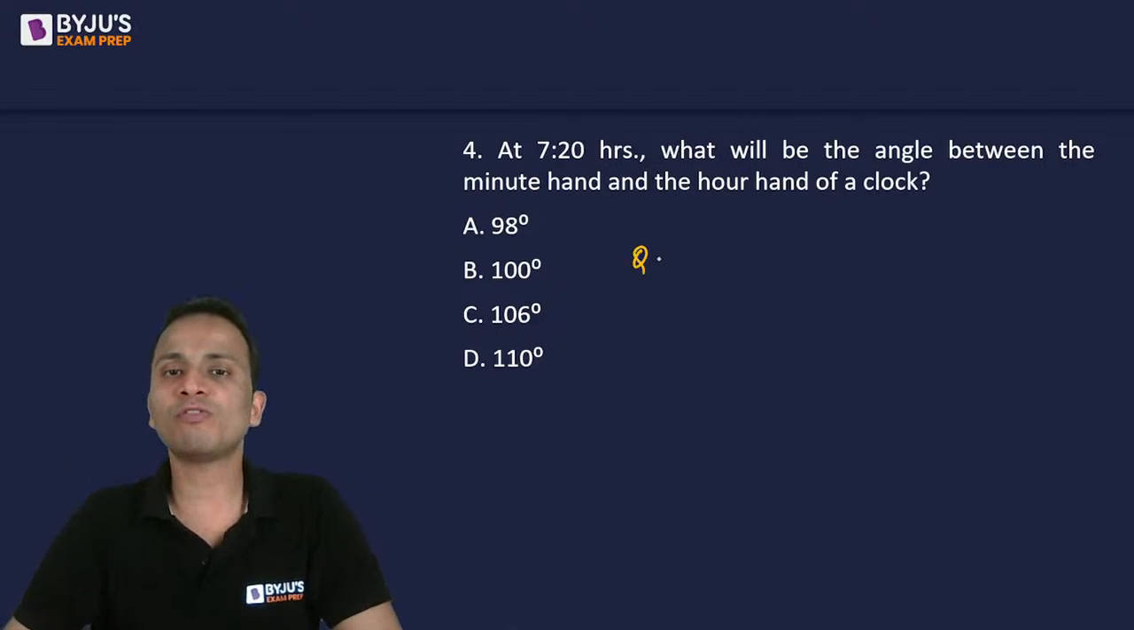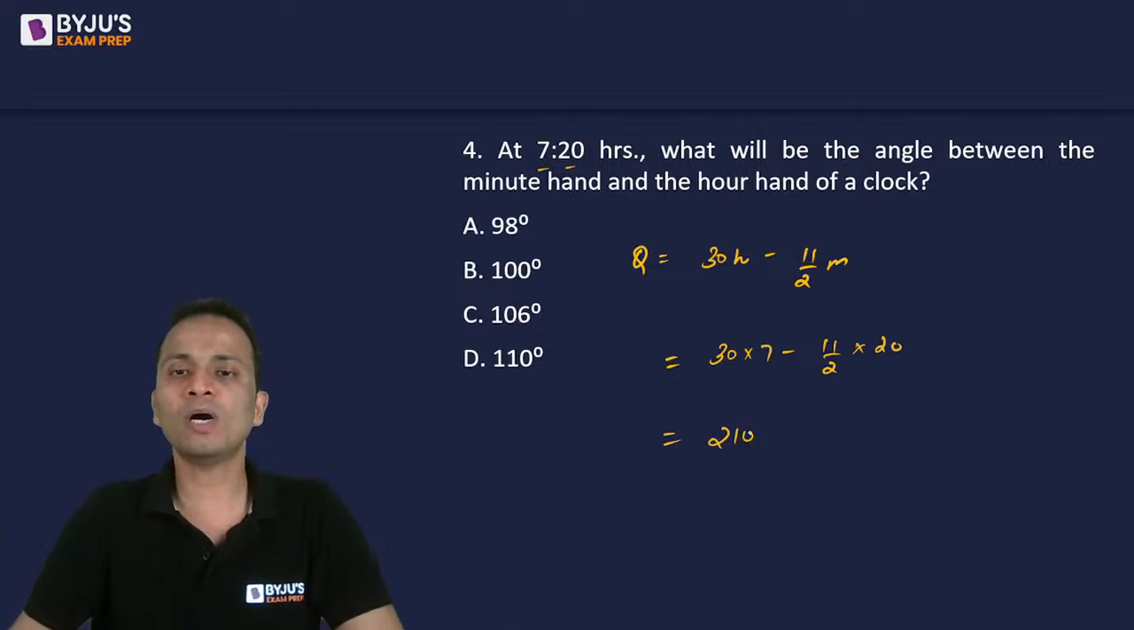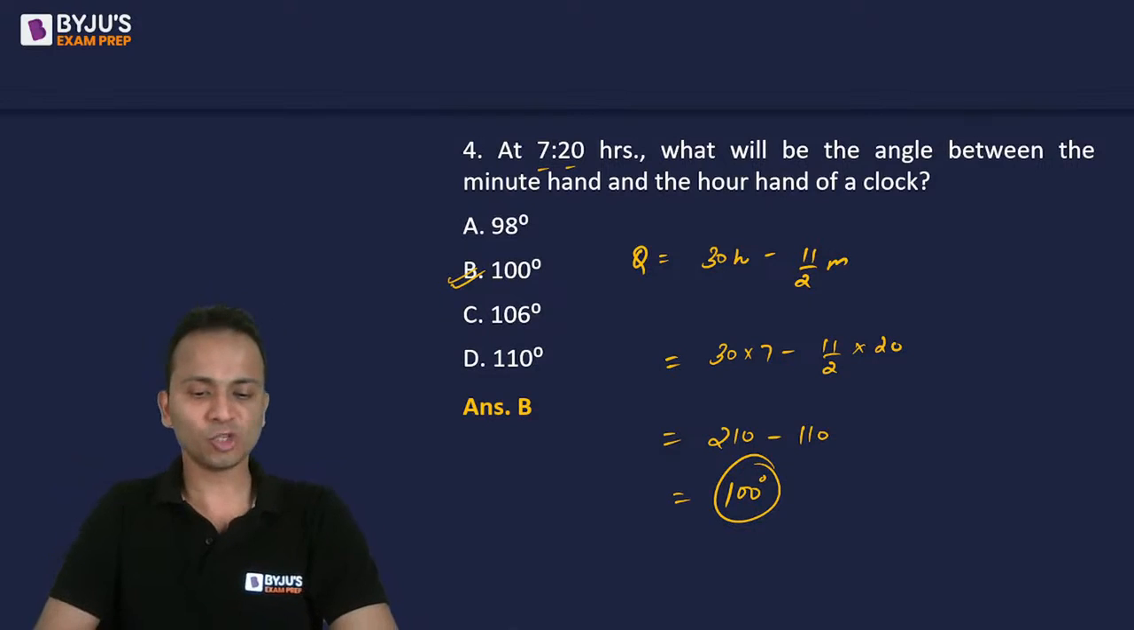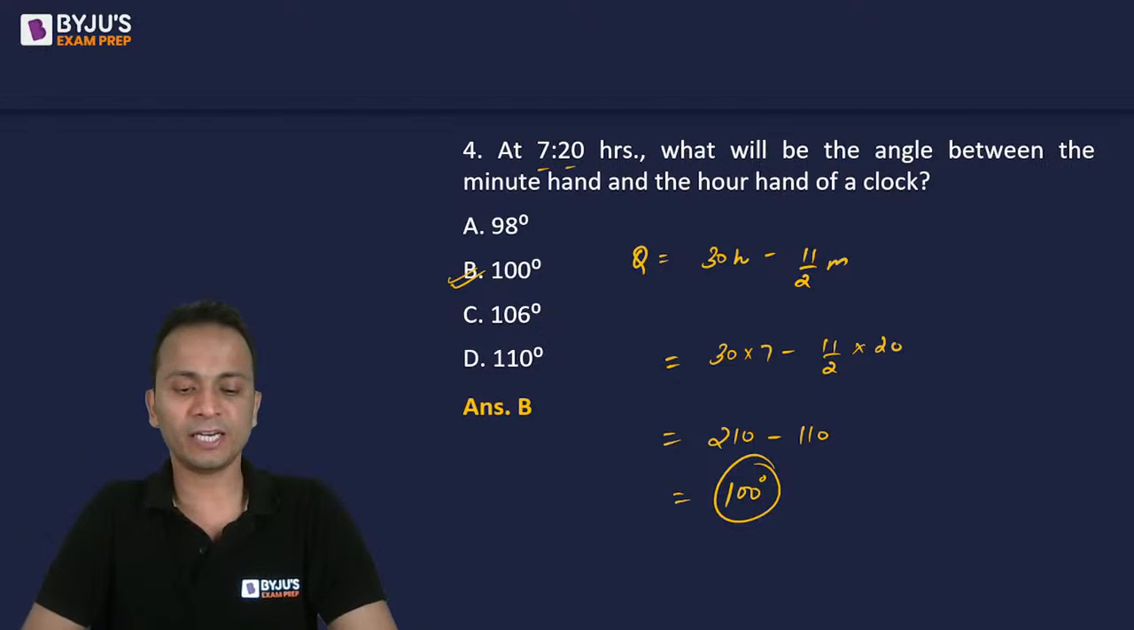So once again, I'll use the formula theta is equal to 30h minus 11 by 2m. The value of h is 7, the value of m is 20. So 30 into 7 minus 11 by 2 multiplied by 20. Simplify this: 210 minus 110. So the correct answer for this question should be 100 degrees. The correct answer is option B. Yes, option B is definitely a correct answer.